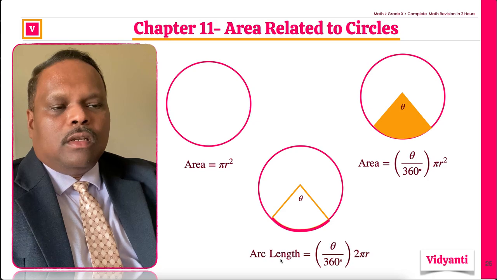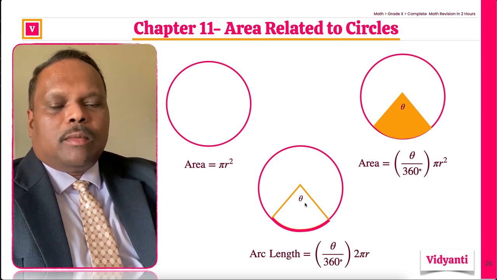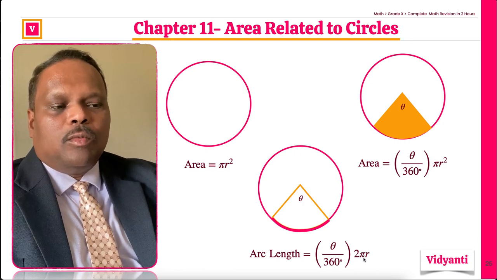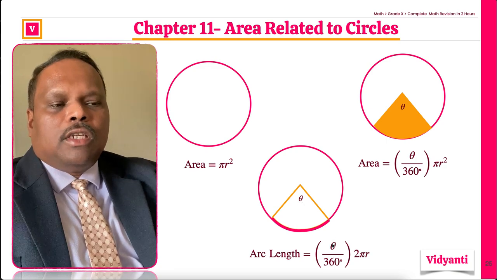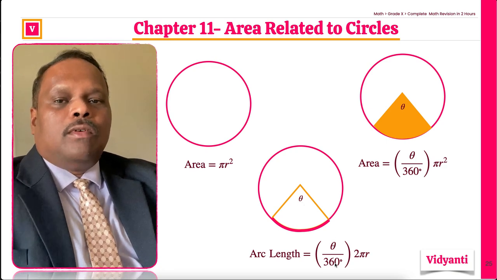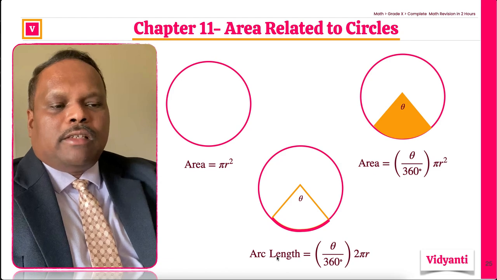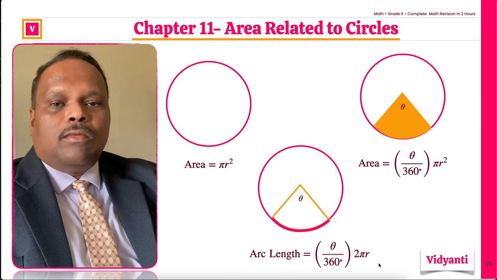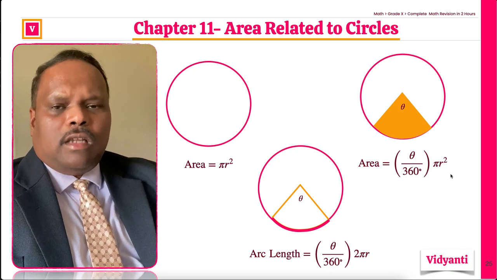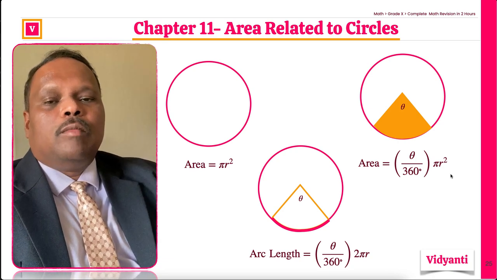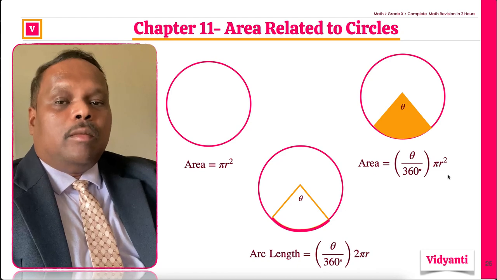So again, it's the same logic. It depends upon the angle theta. If you have a complete 360, then you get the full circumference, which is 2 pi r. So you will get a proportionate value depending upon theta. Theta divided by 360 is the ratio of the full circle. So the partial circle area is equal to theta divided by 360 times the full circle area. That's the logic, and I think that will help you remember it in a better way.